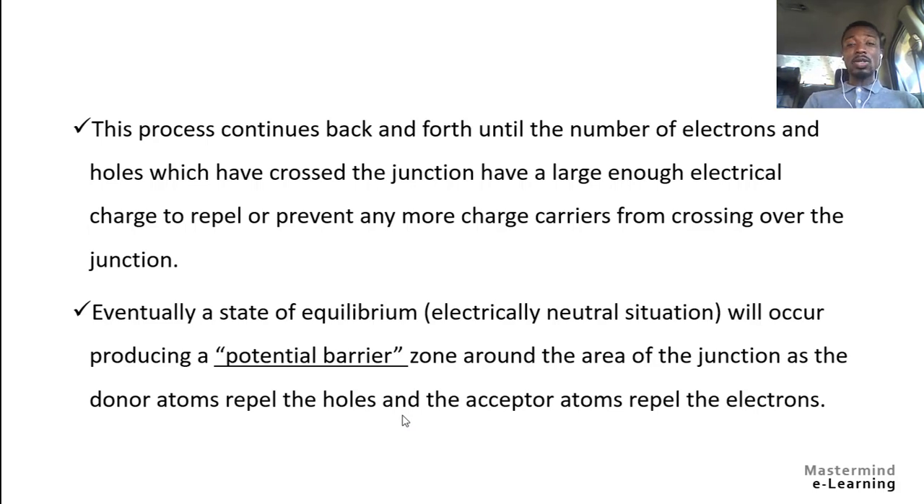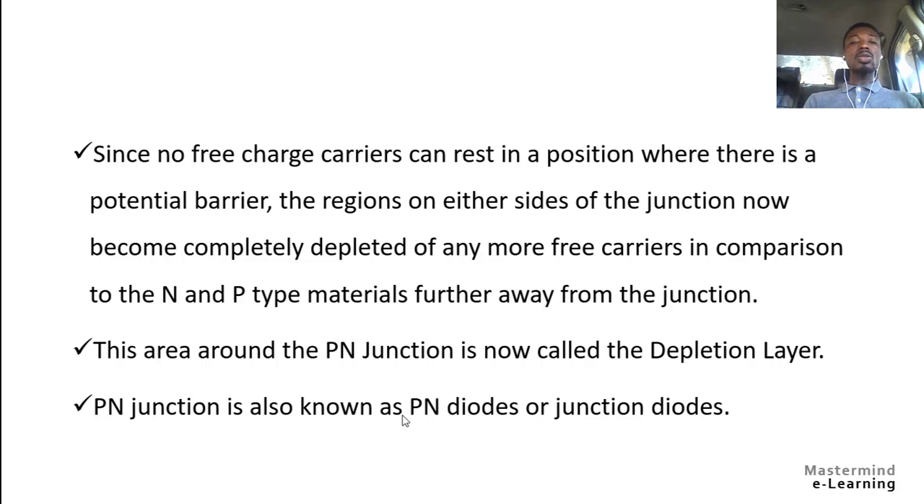So eventually a state of equilibrium will occur, producing what we call a potential barrier around the junction. Okay, so we are saying that more holes will try to cross to the n-type region, electrons will try to cross to the p-type region, up to a point where something we call a potential barrier is created at the junction. Since no free charge carriers can rest in a position where there is a potential barrier, the regions on either side of the junction now become completely depleted of free charge carriers in comparison to the n and p-type materials further away from the junction. This area around the p-n junction is what we call the depletion layer.